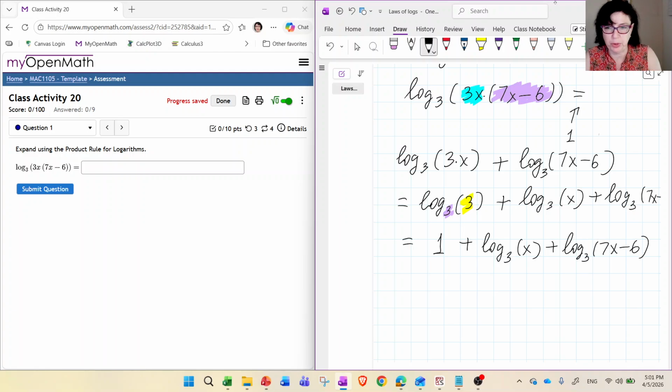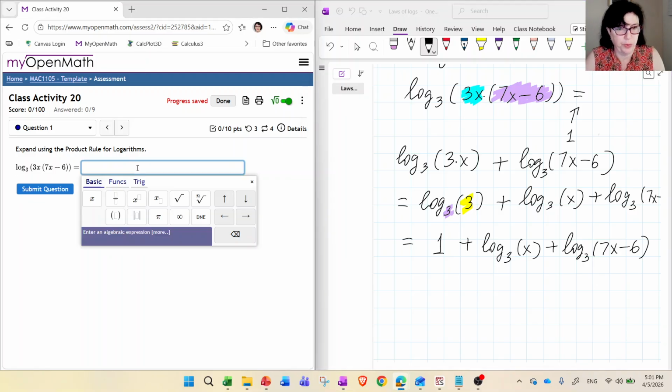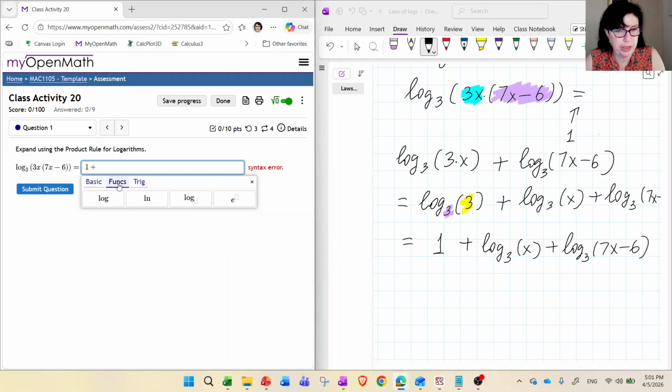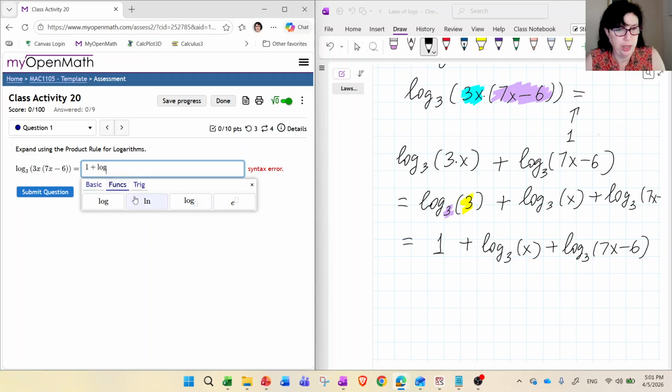Now, let's see if we can put that into our answer. So we got 1 plus. Now we want log with base 3, so we're going to go to functions. And here's your log. And then you're going to put 3 of x. And then plus, well, I can just click on it, and then with base 3 of 7x minus 6. Okay, let's try that.